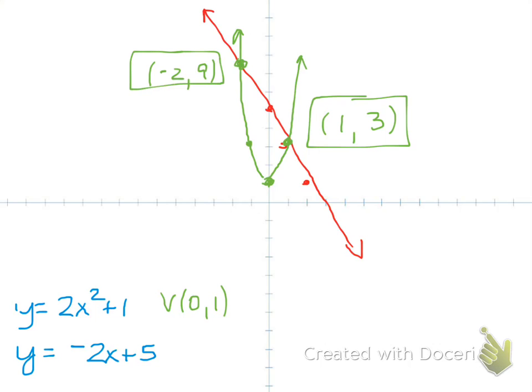So again, we see that there are benefits to graphing just from the visual perspective, but in terms of the solution itself, it might not be as convenient. But (-2, 9) and (1, 3) would be our solutions.